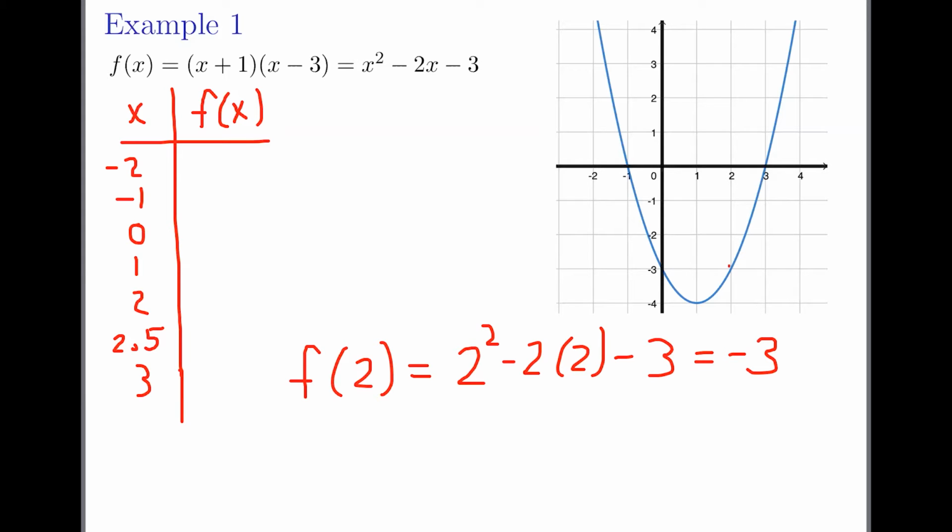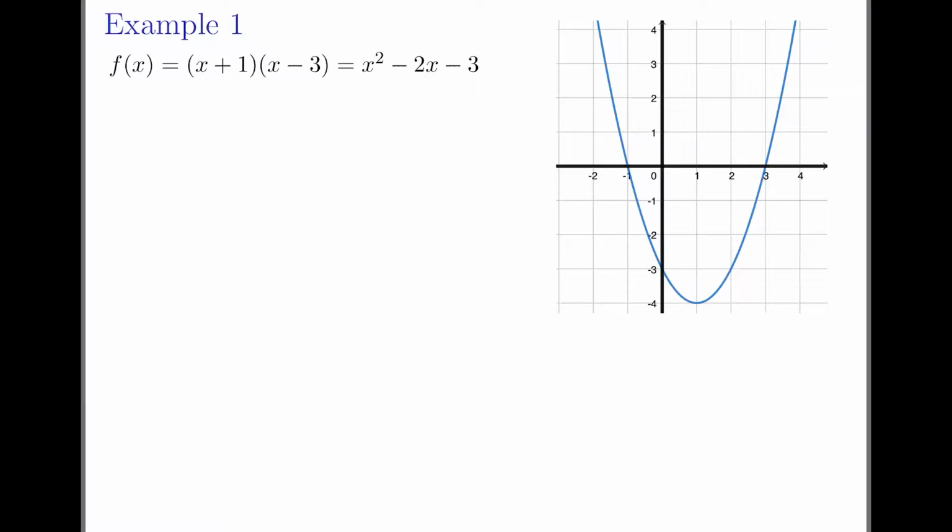And that actually shows us why this point, (2, -3), is on the graph of this polynomial. But in reality and in practice, it's just time consuming to take this approach to graphing a polynomial. So we're going to do something faster and I hope better.